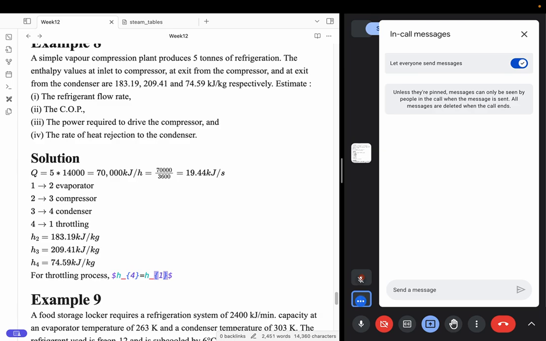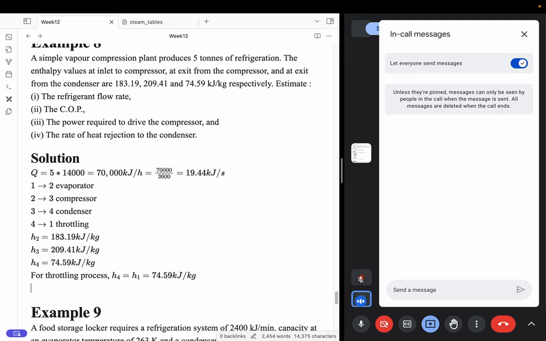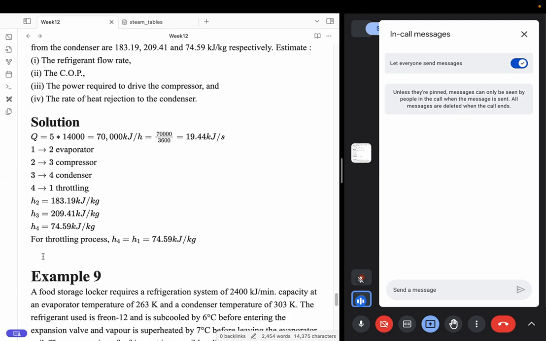So, and what is H1? That is, H4 is 74.59. So now we have the enthalpies for all the 4 states that we need. So 1, 2, 3, 4, all the 4 state enthalpies are there. Now let us calculate one by one.